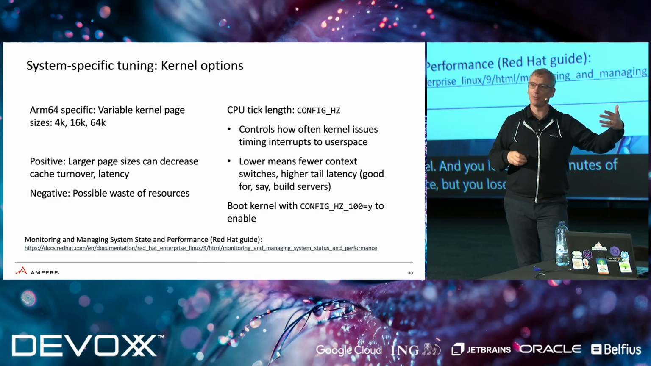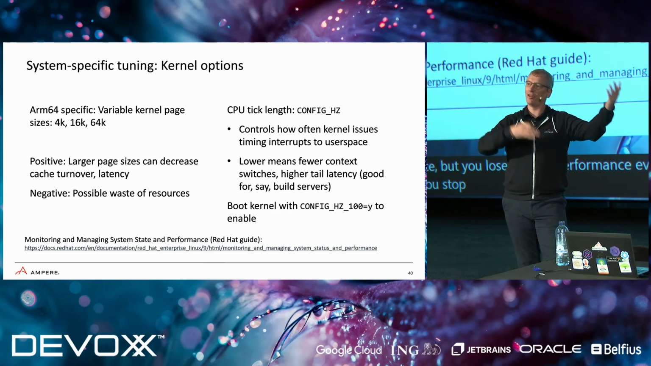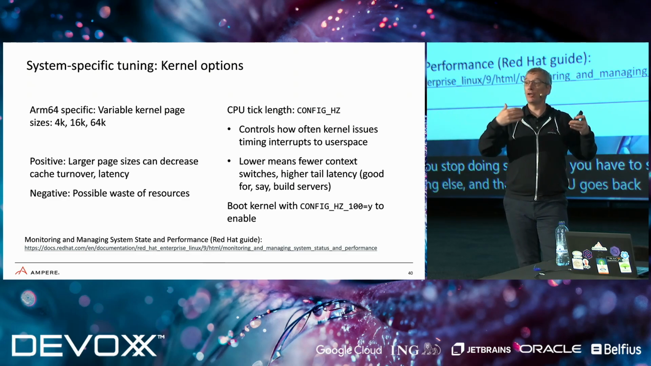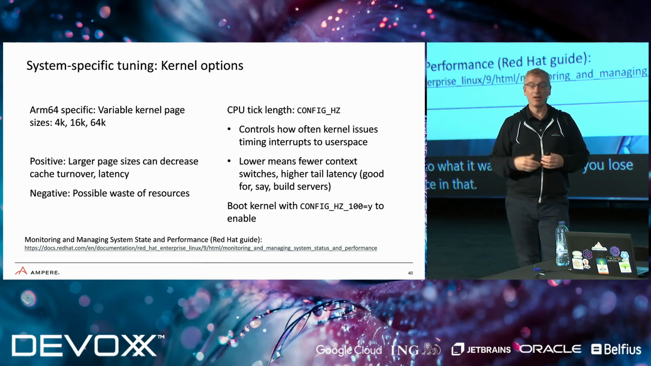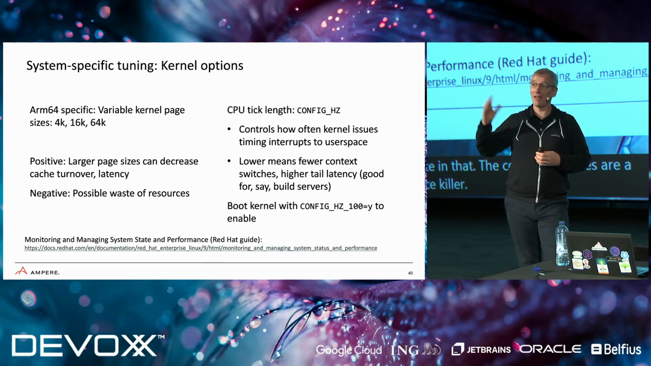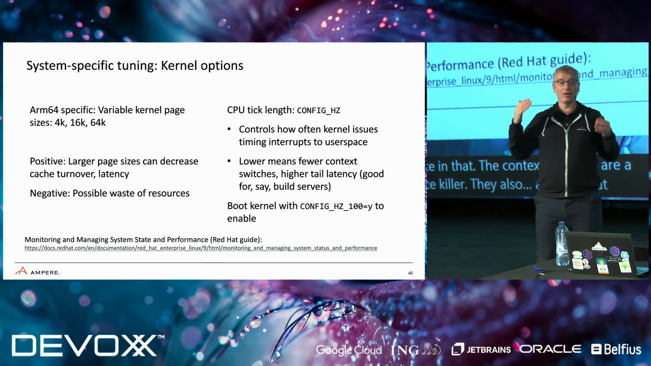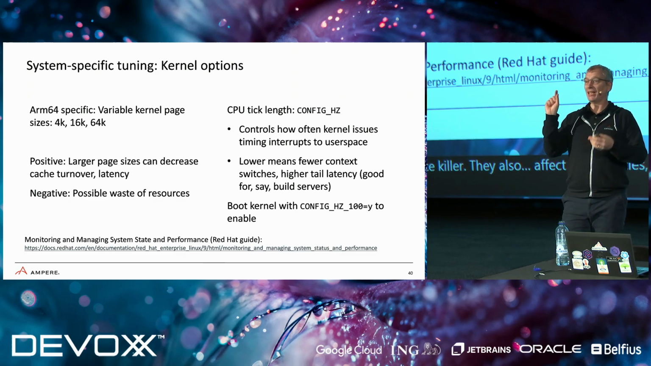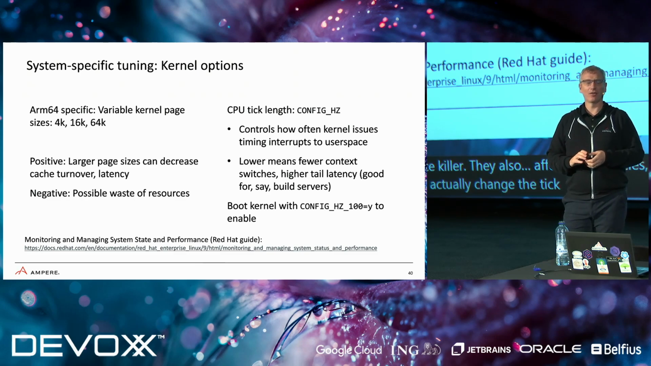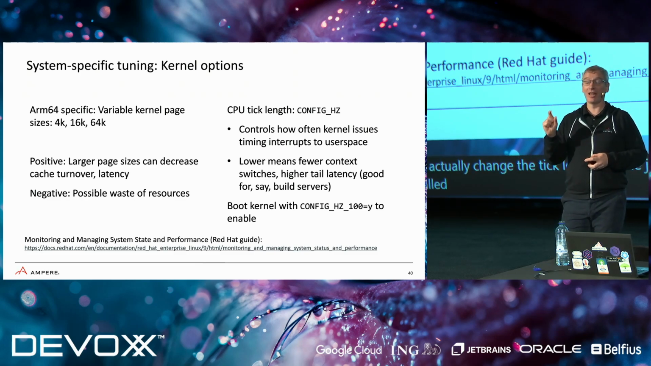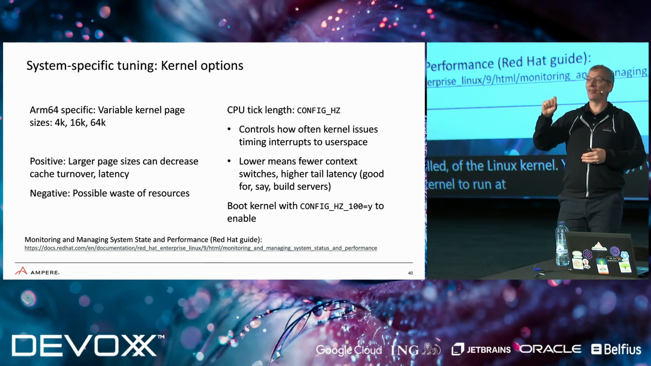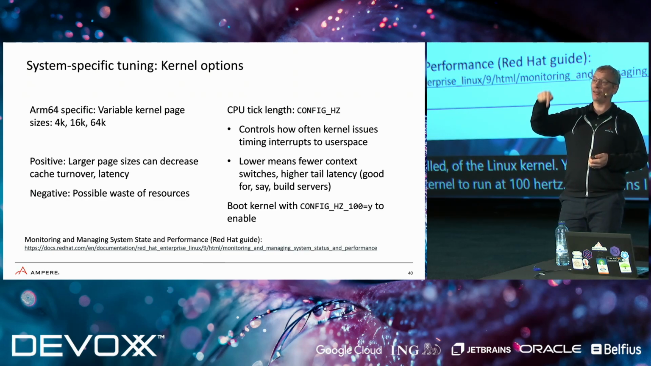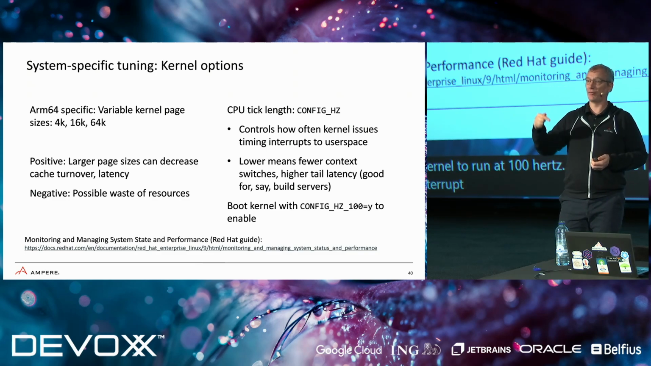Every time that you stop doing something, you have to switch to something else, and then your CPU goes back to what it was doing before. You lose performance in that. The context switches are a performance killer. They also affect tail latencies, right? So you can actually change the tick length, or the jiffy, I think it's called, of the Linux kernel. You can say, I want the Linux kernel to run at 100 hertz. That means I am only going to interrupt my CPU once every 100th of a second.